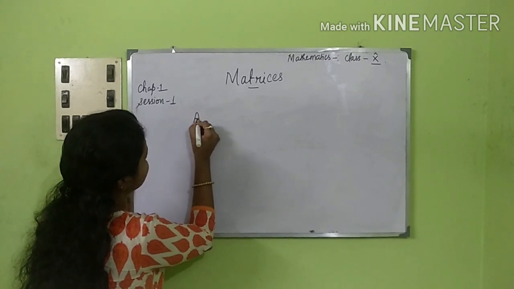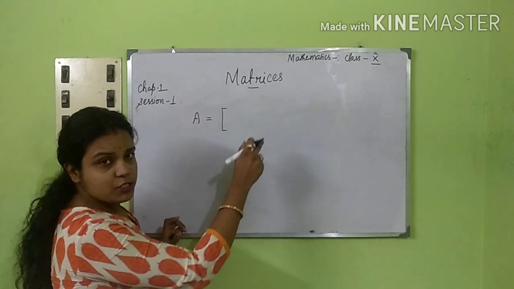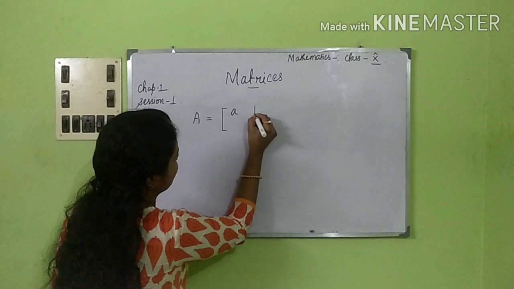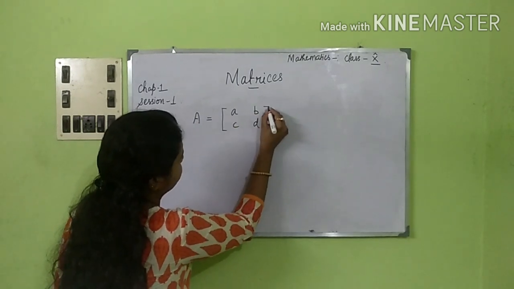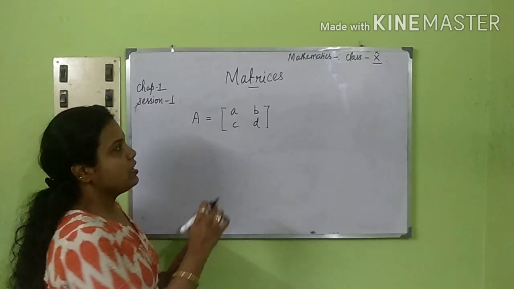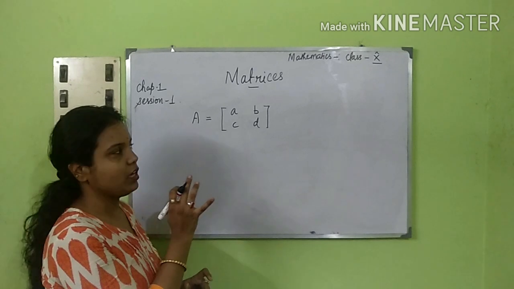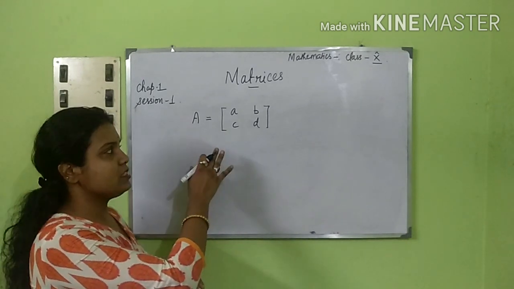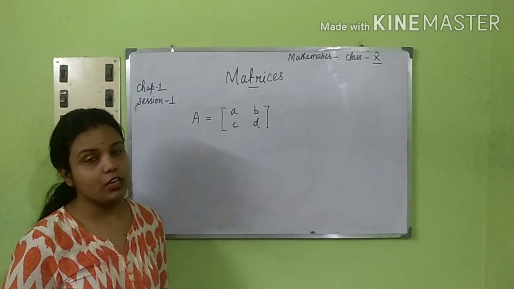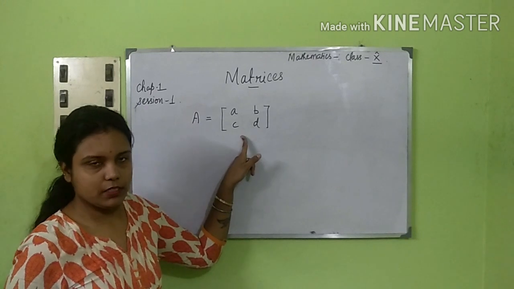Suppose matrix A is shown by, we always show the matrix within a third bracket. Okay, suppose it is a, b, c and d. Now this a, b, c and d are numbers. I have just written it as alphabets. Okay, these will be numbers. So all these entities are known as elements. Okay, not the elements which we do in chemistry. These are known as elements.